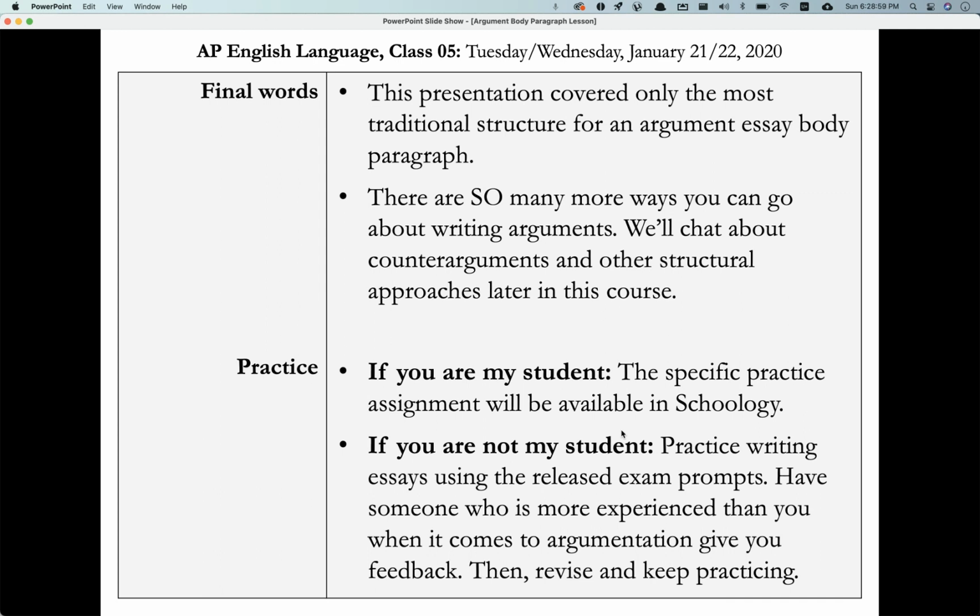If you just Google AP Lang released argument prompts, you'll have access to essentially all of them back to like 2005. Just pull one out, write an introduction, try to write a couple paragraphs, see what happens, maybe get some advice from someone who's more experienced than you when it comes to argumentation, revise, keep practicing. The more practice you get, the better you'll get at it. And of course, reading arguments too is a great way to get better at writing them.